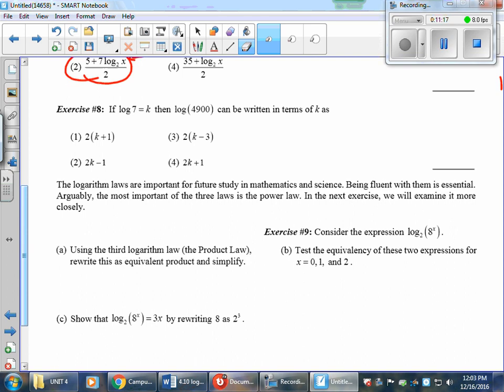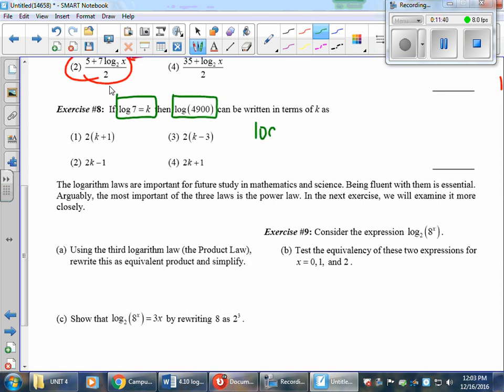We get to 8. If log base 7 is k, and log of 4900, then log of 4900 can be written in terms of k, which means we have to put it in terms of log 7. So think about what that means. That means we're going to have, let's see, log 4900 would be 7 times 700, right? Which is 7 times 100. Okay, so this is going to be log of 7 times 7 times 100.